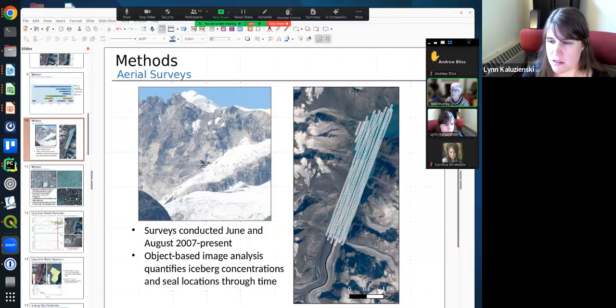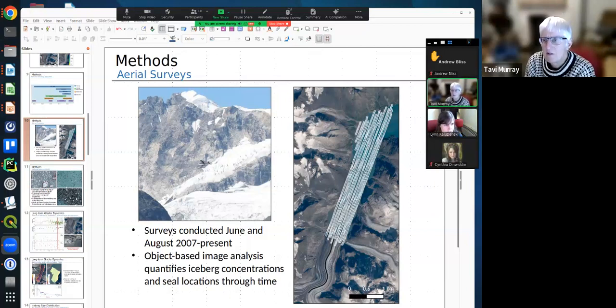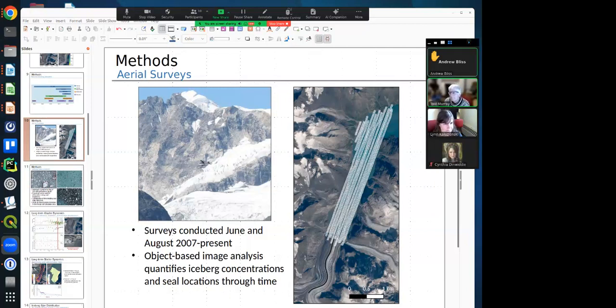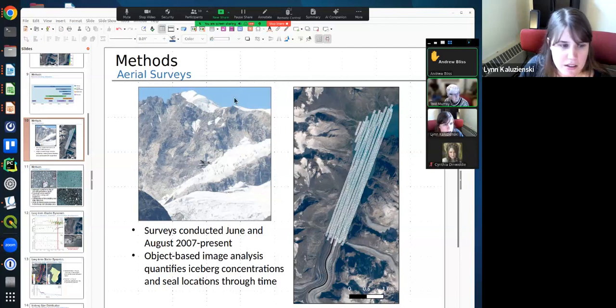Thank you. Andrew, you've got your hand up. Sure. Nice job on the talk, Lynn. I was just wondering how much of the eddy structure that you see in the fjord might be due to the specific camera angles that you had in one year compared to the other year. Does that make sense? Yeah, I think I can go back.